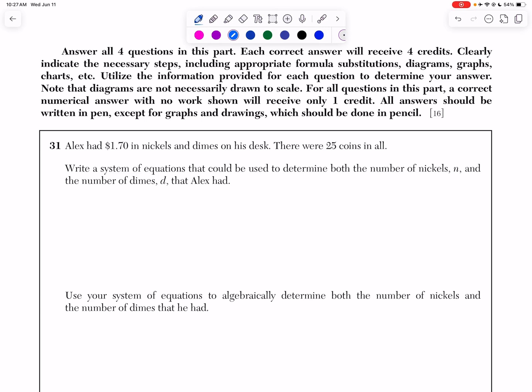Question number 31. Alex had $1.70 in nickels and dimes on his desk. There were 25 coins in all. Write a system of equations that can be used to determine both the number of nickels N and number of dimes D that Alex had.